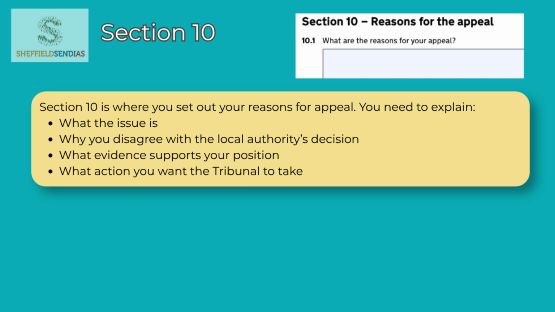Section 10 is where you set out your reasons for appealing. This is one of the most important sections of the form. For each issue you are appealing, you should explain what the issue is, why you disagree with the local authority's decision, what evidence supports your position, and what action you want the tribunal to take.